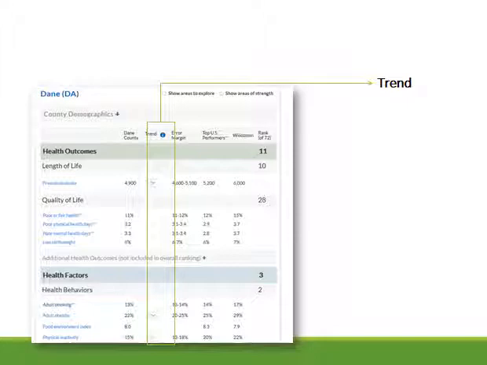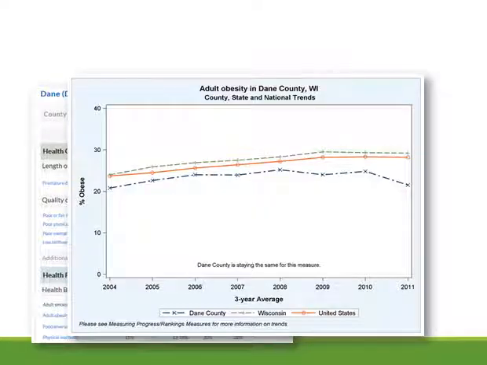And red graph icons indicate the county is getting worse for a particular measure. Yellow is that it is staying the same, and green is it's improving. So for adult obesity in Dane County, the green is indicative of the state of Wisconsin. The red is of the United States. So Wisconsin's 3-year average for obesity rates is above the national average, and in Dane County it's actually less than both.